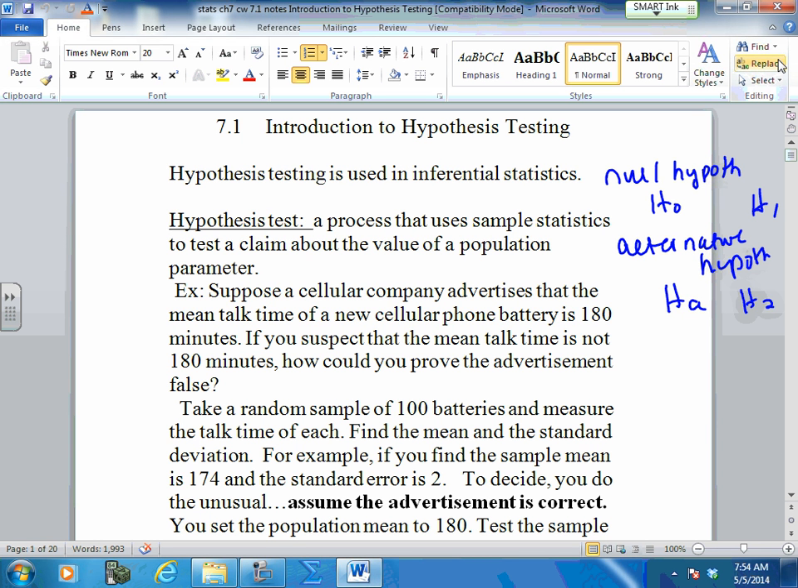Obviously, you can't test all the batteries from cell phones, but you can still make a reasonable decision about the mean talk time by taking a random sample from the population of batteries and measuring the talk time of each one. Now, if the sample mean differs from the advertisement mean, you can decide that the advertisement is wrong. They stated a false claim. You can challenge it. Your sample is very critical.